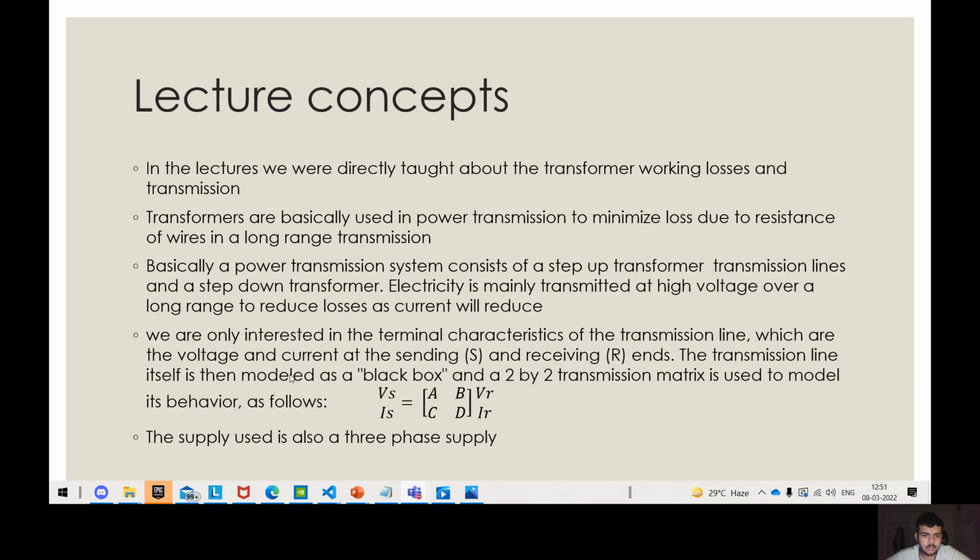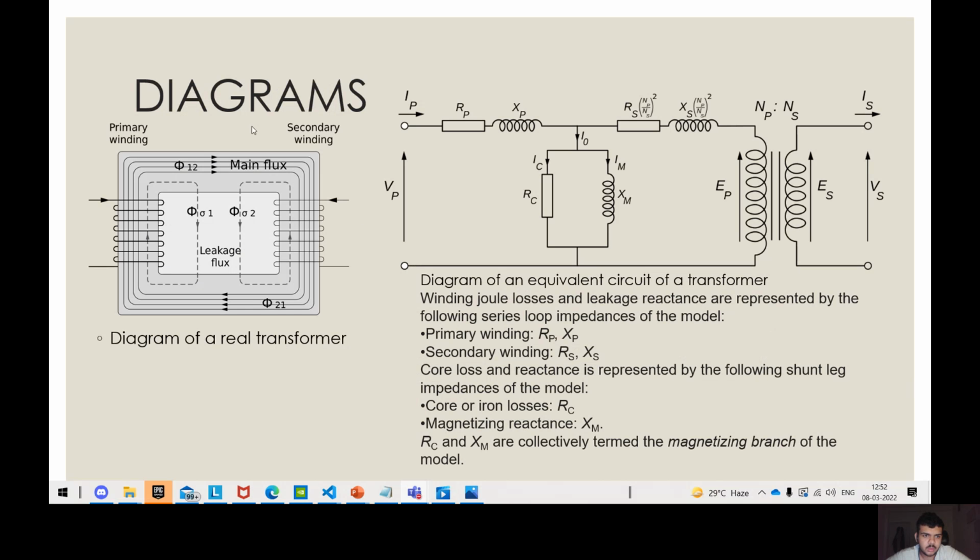The transmission line itself is then modeled as a black box, and a 2 by 2 transmission matrix is used to model its behavior as follows. This is your ABCD parameter. The supply here was also a three-phase supply with a phase angle between two supplies of 120 degrees.